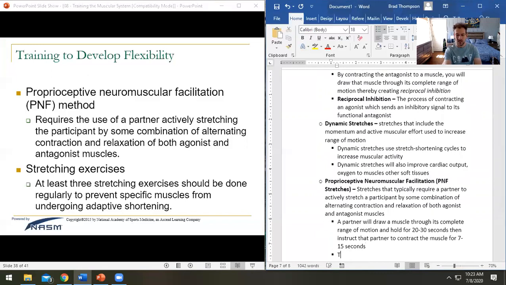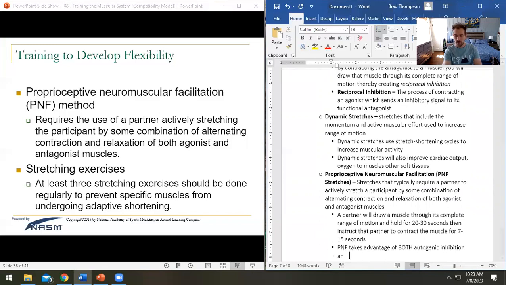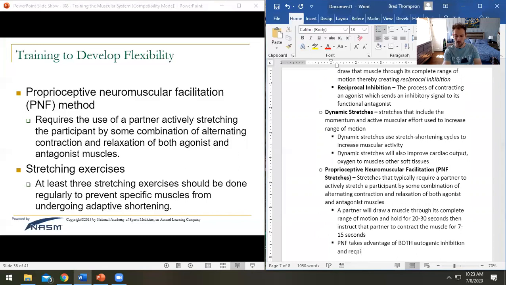PNF takes advantage of both autogenic inhibition and reciprocal inhibition simultaneously.